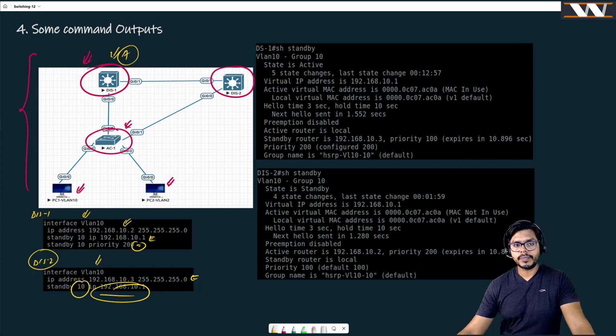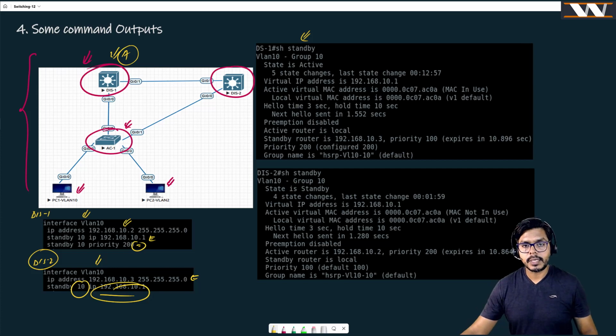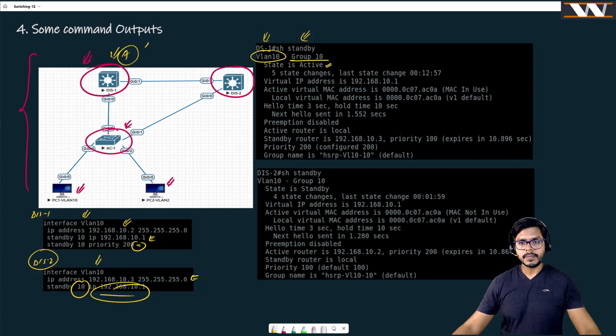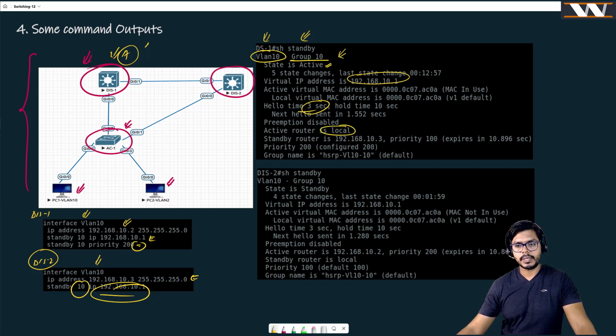If you see the output of HSRP, you just say show standby. It is saying that it is running over VLAN 10 for group 10, state is active. This is distribution switch 1. This is right now active. Virtual IP address is 10.1, no doubt about it. Hello time 3 seconds by default. Active router is local. This is the local router, which is the active one, and priority. And then basically the standby router is 10.3 and the priority of the standby router is 100. And priority configured on this router is 200, and that is why it is active. It is as simple as that.